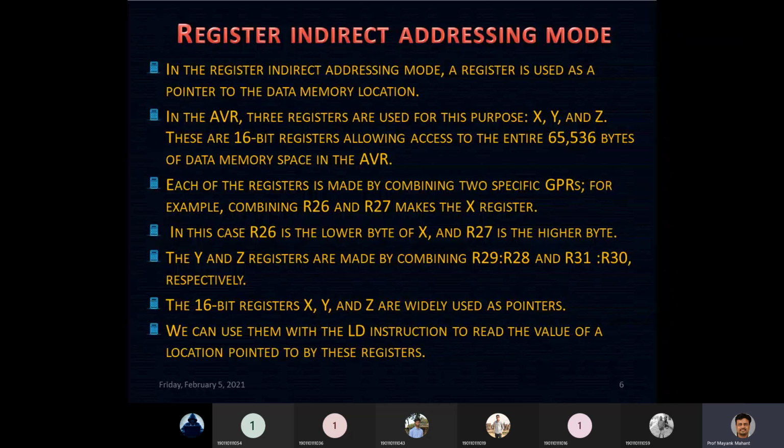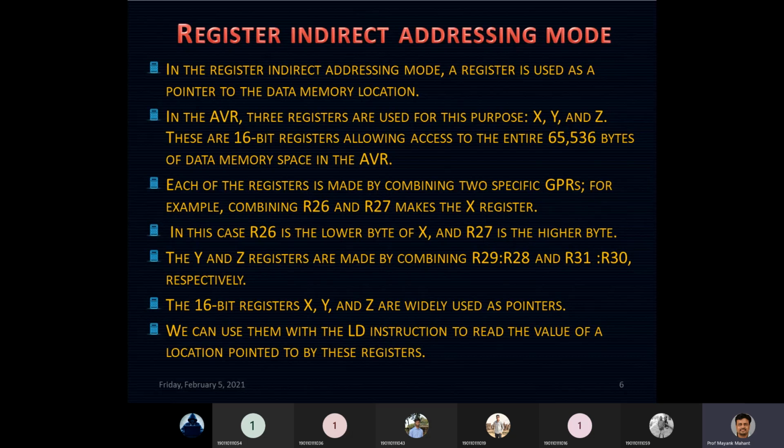Okay, so where these registers are, each of these registers is made up of the combination of two registers in the general purpose section. For example, the combination of R26 and R27 makes the X register. Same was the case with our 8085, where we used the M register, which is made with the combination of the H and L pair.